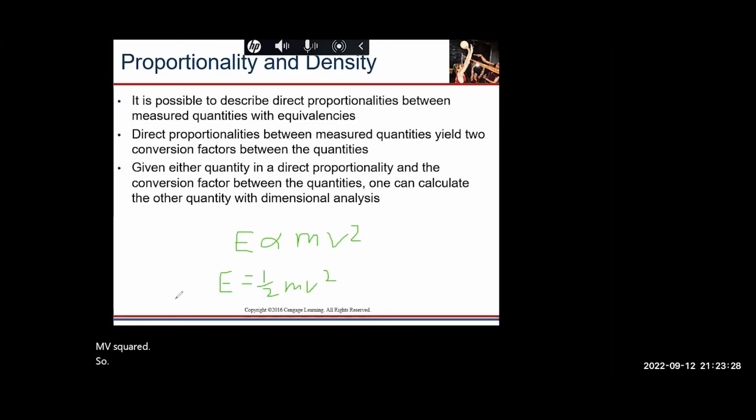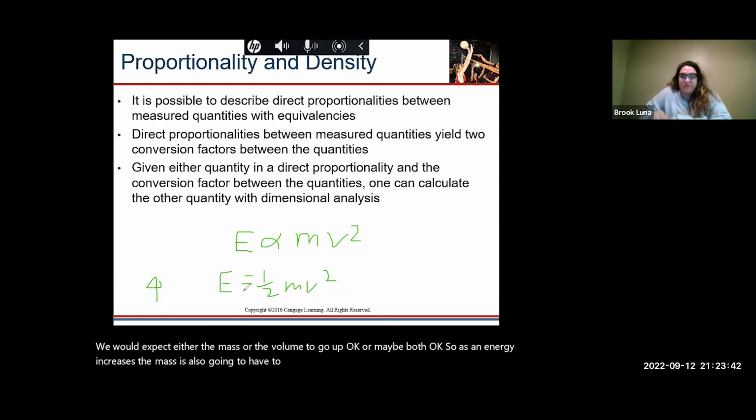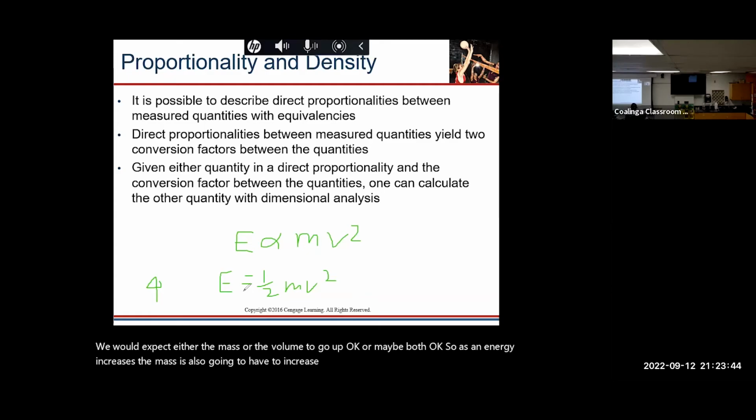As the energy goes up, we would expect either the mass or the velocity to go up. Or maybe both. So as the energy increases, the mass is also going to have to increase. As energy decreases, the mass is going to have to decrease, or the velocity has to decrease. So if we're going to keep it at the same speed, v equals velocity here.